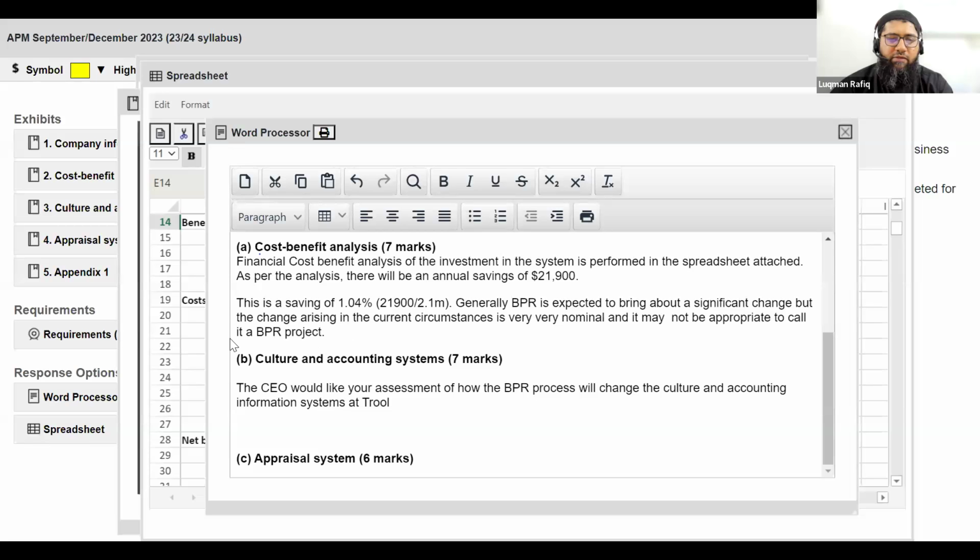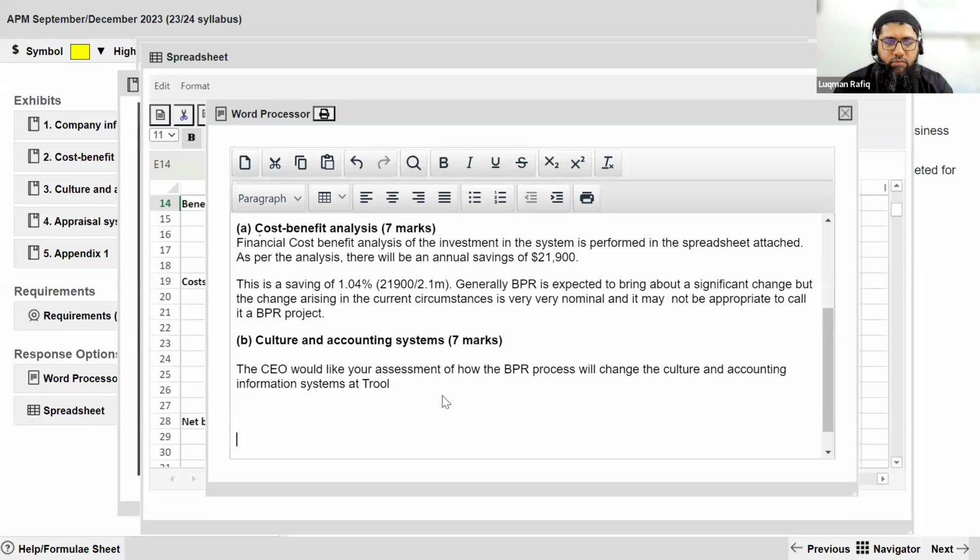Okay, now what will we do? It's a 7 mark requirement, so you need to plan out how exactly you are going to write down the answer. You would have to explain the BPR. That's the first thing that we would do. Then the impact on the culture. Culture is how you do things. Then the impact on the accounting information systems.